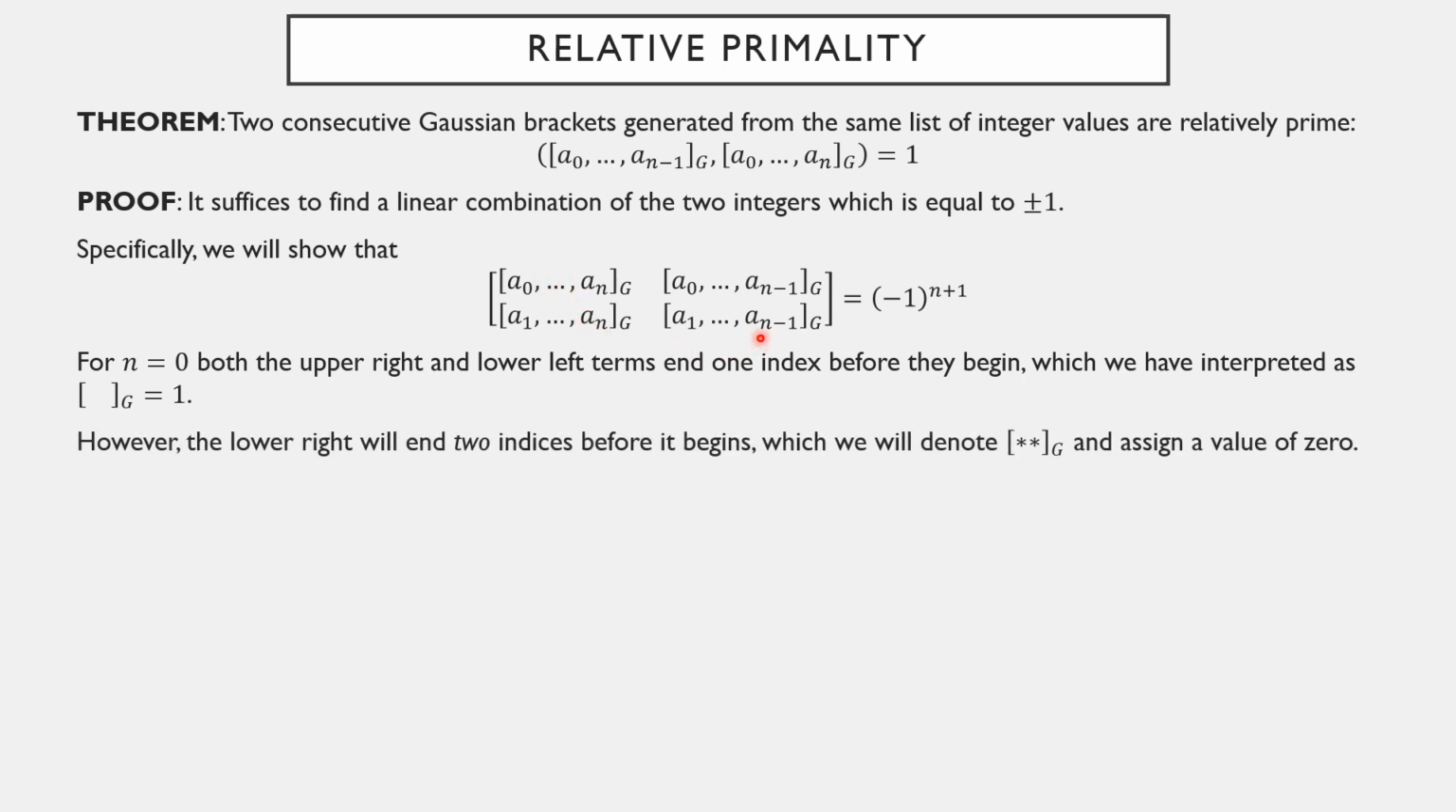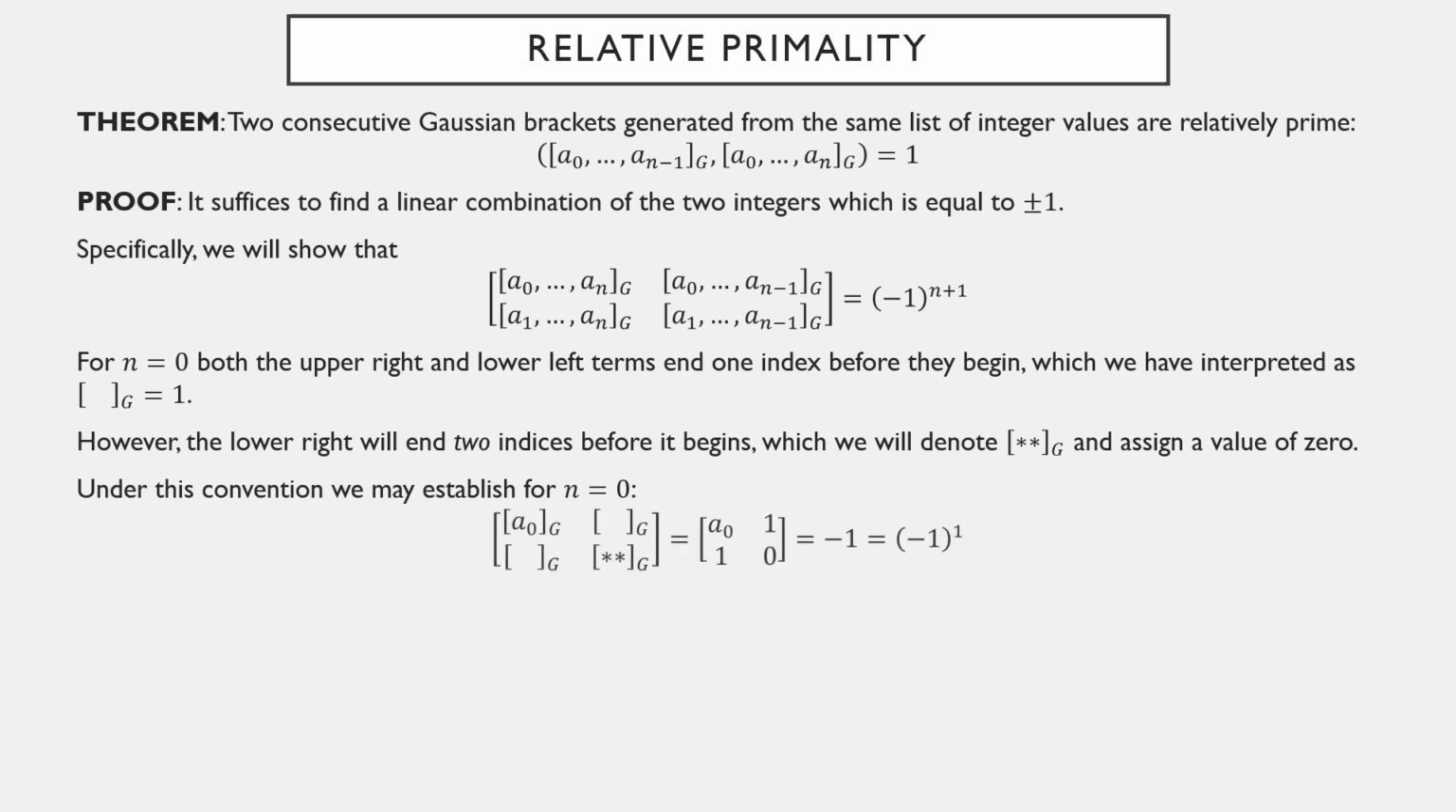In the lower right, observe, however, if n is equal to 0, we start at index 1 and end at index -1. So now we have a list that ends 2 indices before it starts. We're going to give this special notation, just 2 asterisks inside, because it's really only ever going to show up here in this theorem, and we're going to declare that that has value 0.